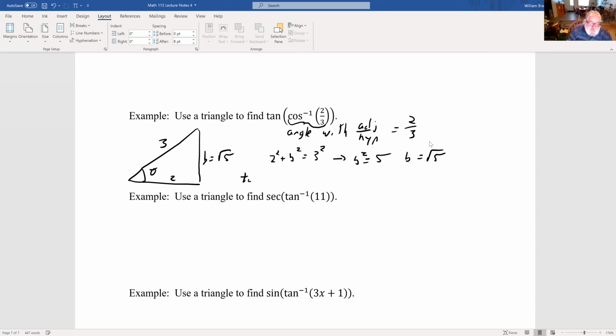What's the tangent of that angle? That's opposite over hypotenuse. No, sorry, opposite over adjacent. And opposite over adjacent is square root of 5 over 2.